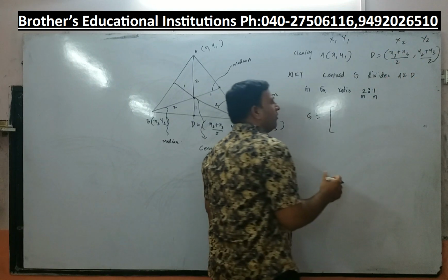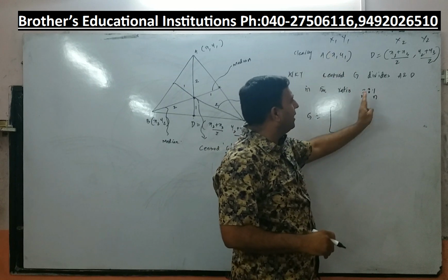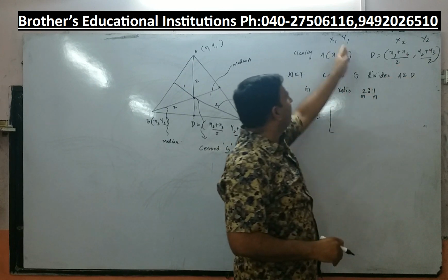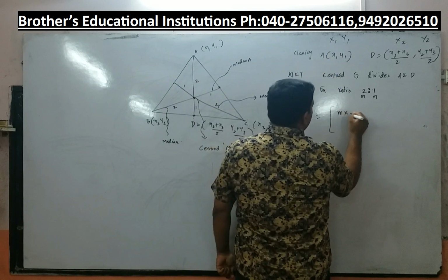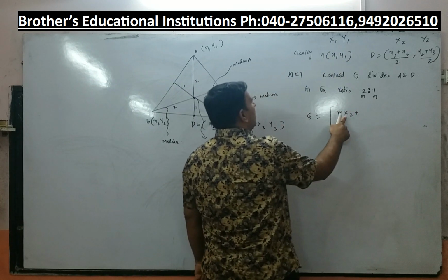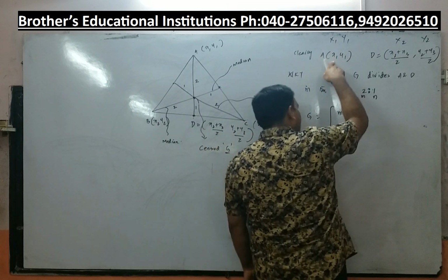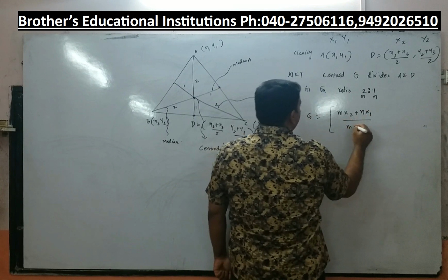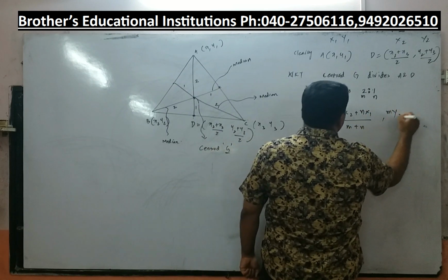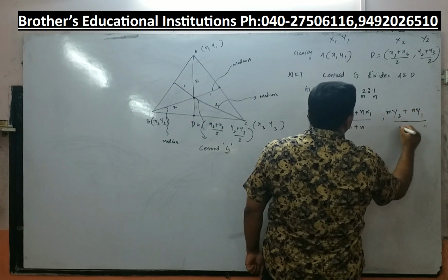As per the section formula, mx2 plus nx1 by m plus n, my2 plus ny1 by m plus n. Let me write the formula to you. It is mx2. See, I am writing capital letters because you may get confused with the small one, right? This is a notation and this is the vertex itself. So mx2 plus nx1 by m plus n, comma my2 plus ny1 by m plus n.